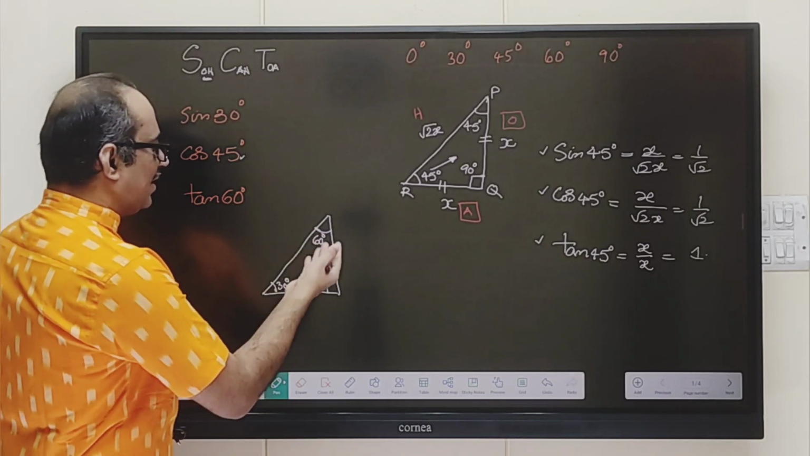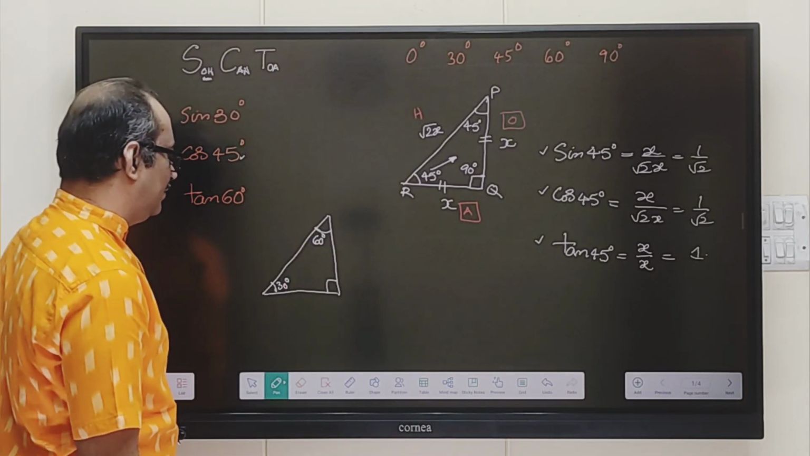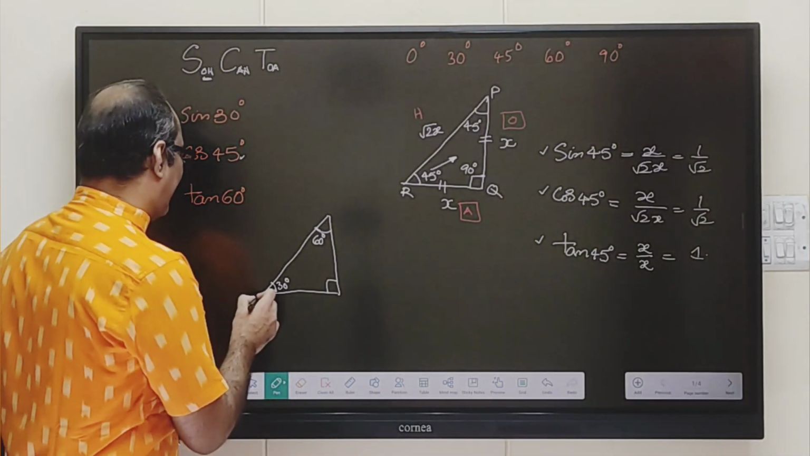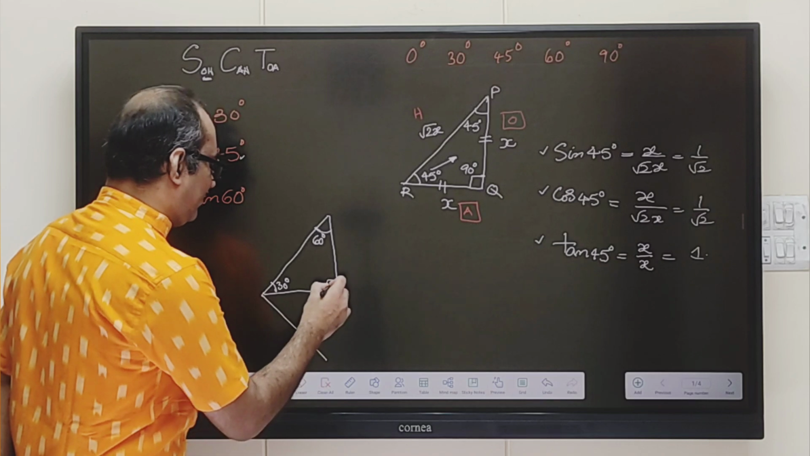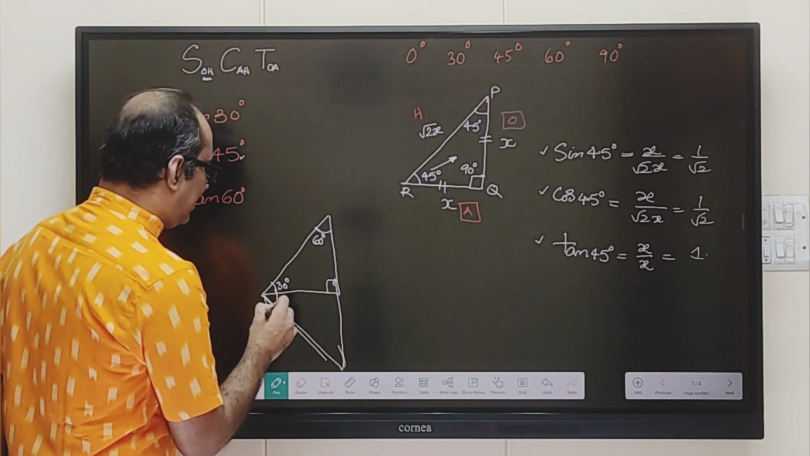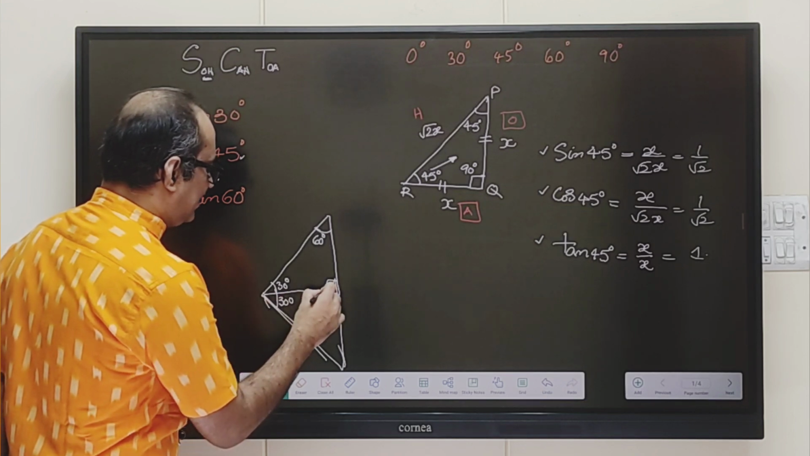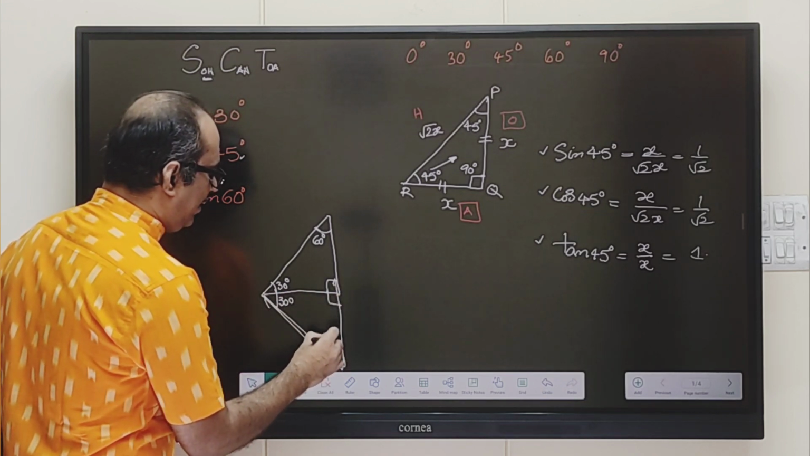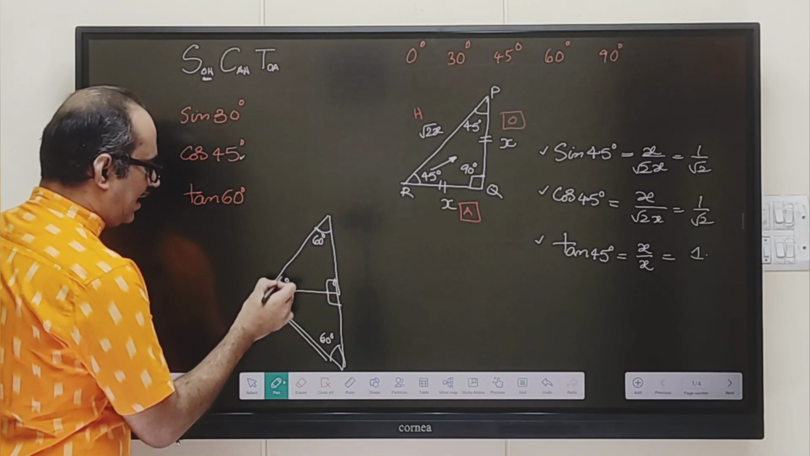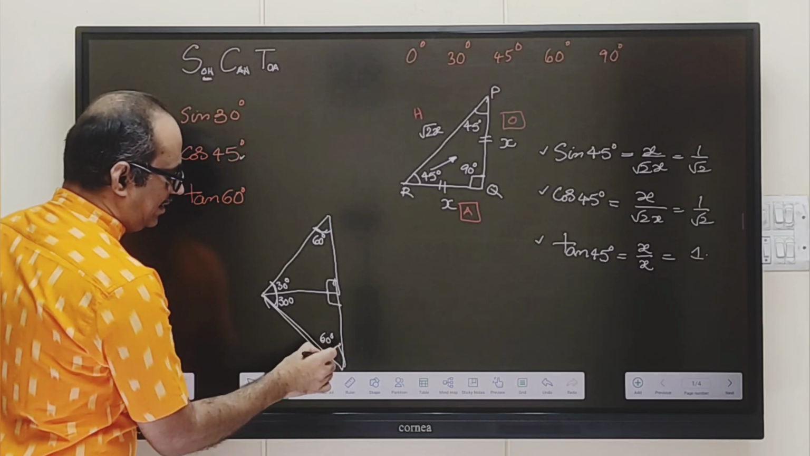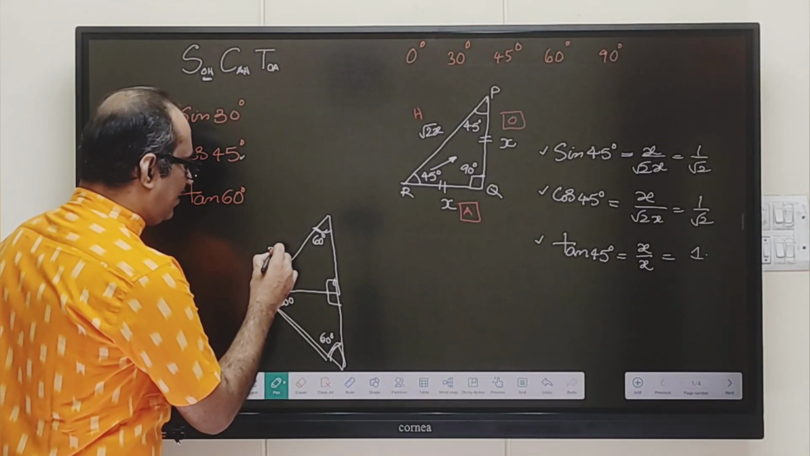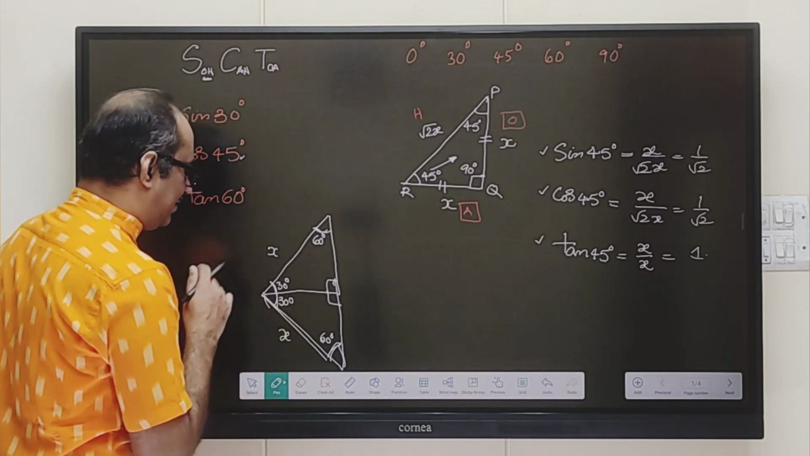Now we don't know the ratio of these sides, right? So what we will do? We'll try to extend this and make it an equilateral triangle. I'll just extend it in this way. The figure may not look exactly correct, but the idea is that if I replicate it again on the other side, I have an equilateral triangle. You can see now I have an equilateral triangle because this angle is 60 degrees, this angle is 60 degrees and this angle is also 60 degrees. And we know in an equilateral triangle all the sides are equal. That means this is x and this is x.